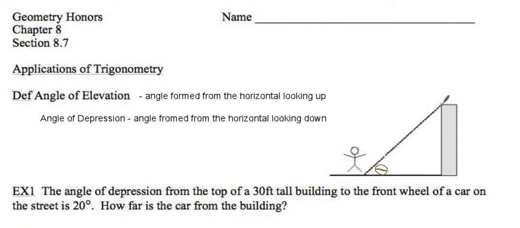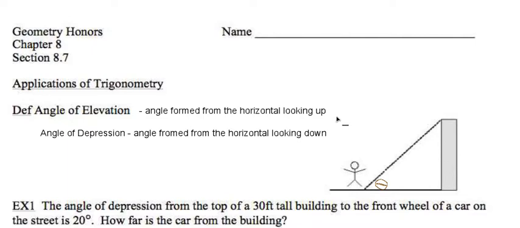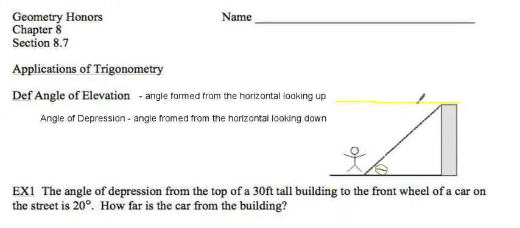If I'm at the top of this building looking down, the angle of depression would be from the horizon, which I did in yellow, very, very light here, and looking down. So it would be this angle right here. Knowing what we do about parallel lines, what is true about the angle of elevation and the angle of depression? They are equal.